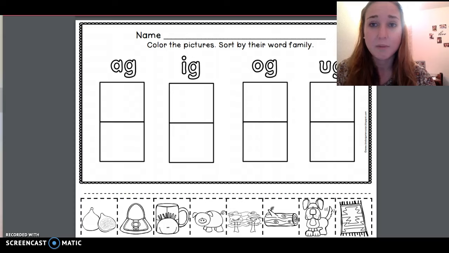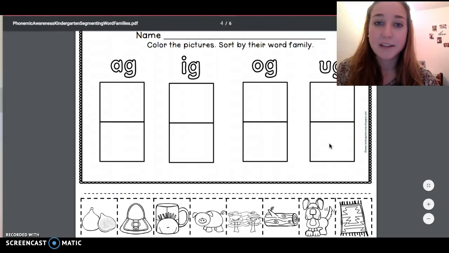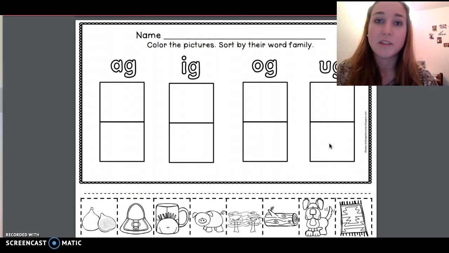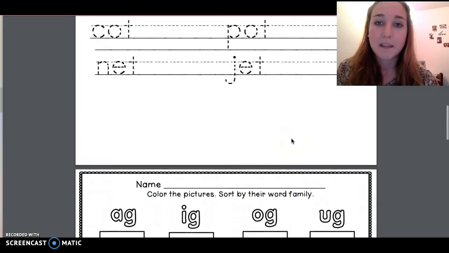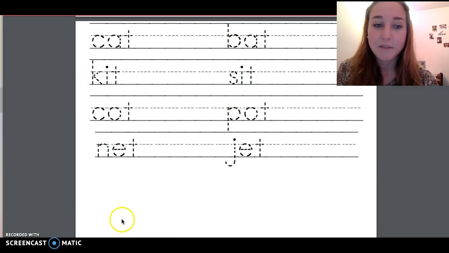And I think that would really help. And then end with the independent practice with something like this, something where they can show you that they do know their phonemes. And that is all I have for phonemic awareness.